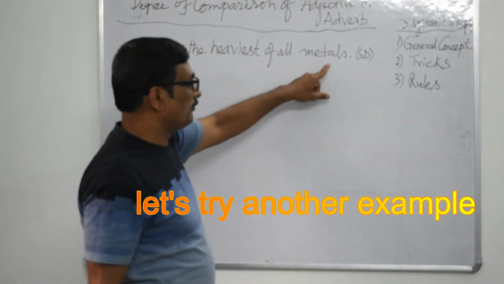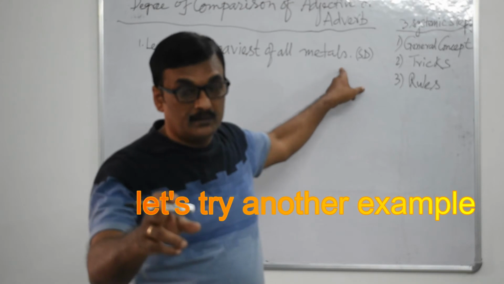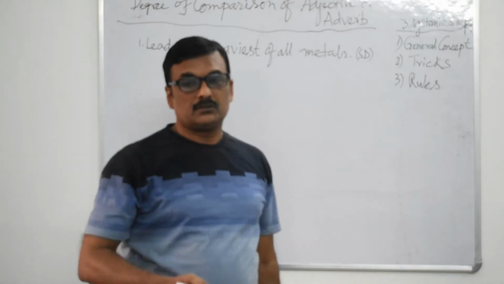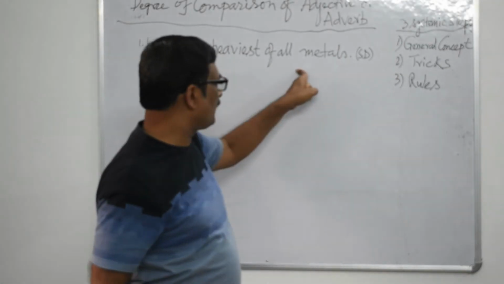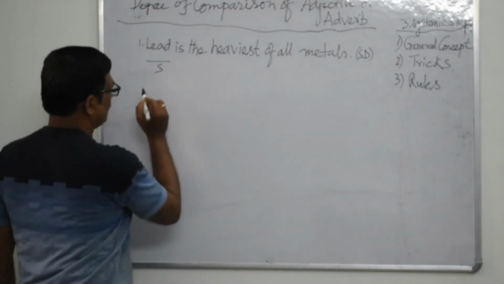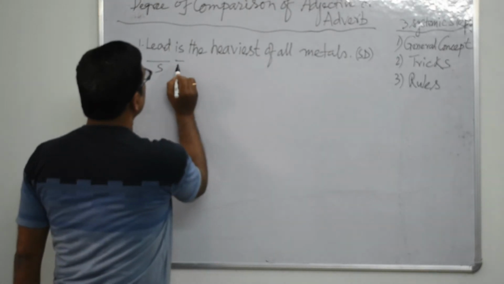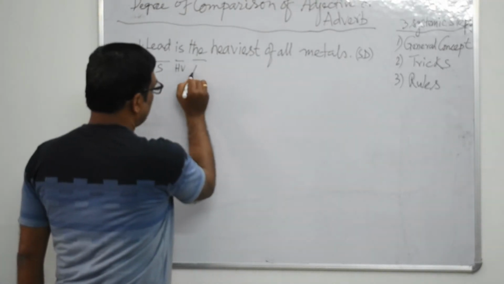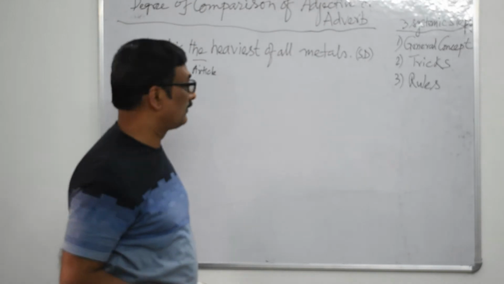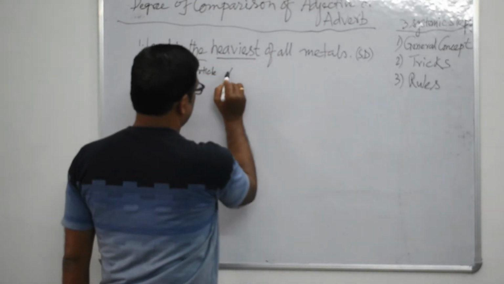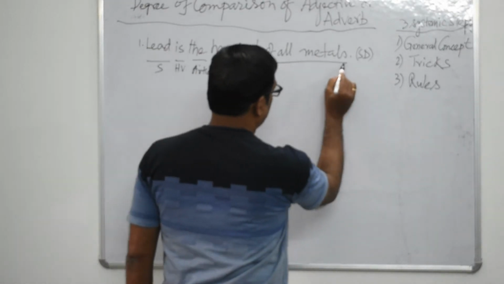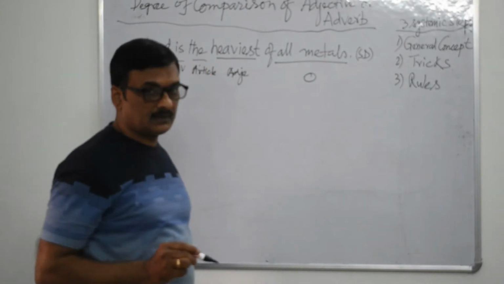Lead is the heaviest of all metals. This is an example of the superlative degree. And how to change from the superlative degree to the comparative or positive? First, we should identify what is there in this superlative degree. Number 1, lead is the subject. "Is" is the helping verb. Number 3, "the" is the article. Number 4, "heaviest" is the superlative form of the adjective. And "of all metals" is the object.